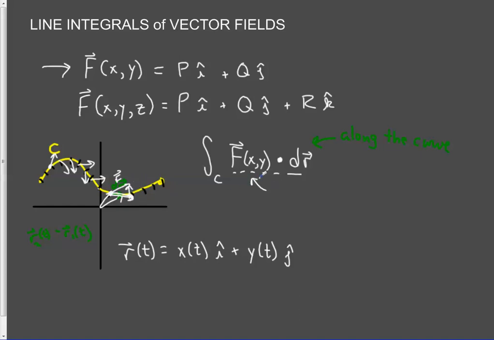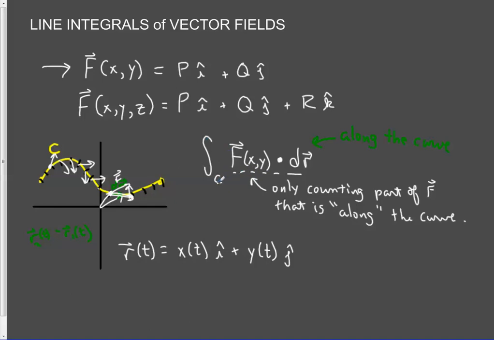So it's like we're only counting the part of the vector field that is sort of lined up with the curve. Hope that makes sense. In fact, if f were totally perpendicular to the curve, it would be like 0 at that point. We wouldn't be counting any of that in our integral.